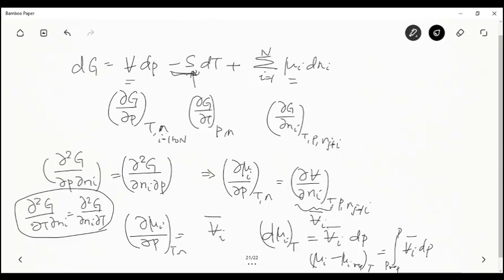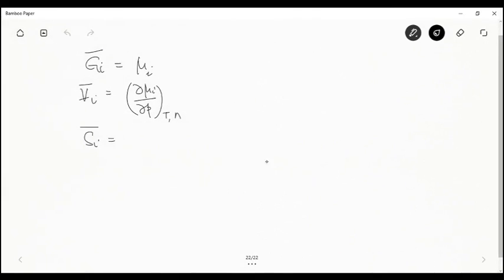So the partial molar entropy is equal to del by del T of mu I. That is the expression that I am trying to write here. So this will be del mu I by del T when pressure and N are kept constant. These three come from the same equation, and from there we can write the other expressions from the derivative definitions.